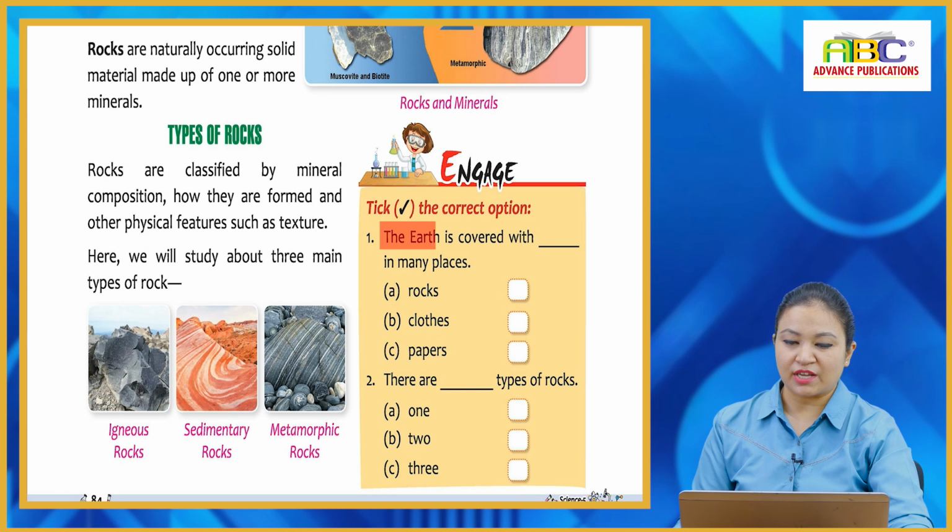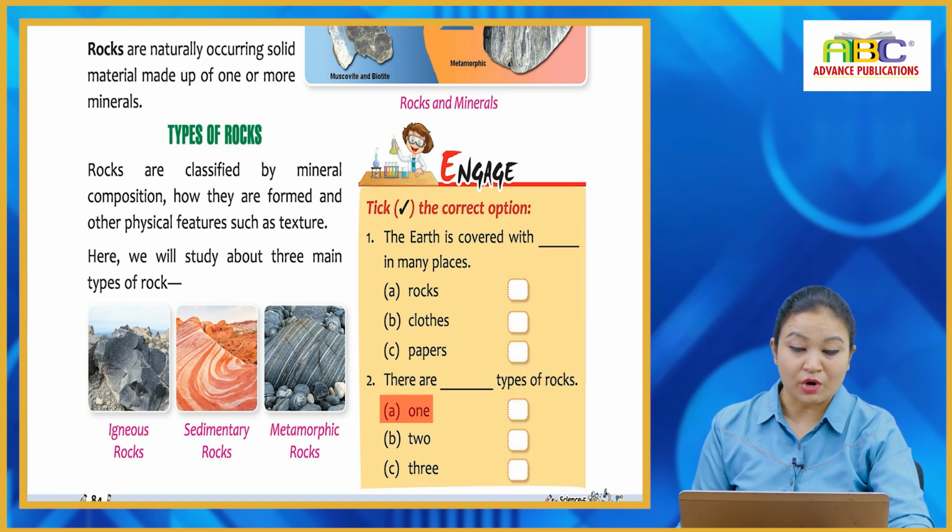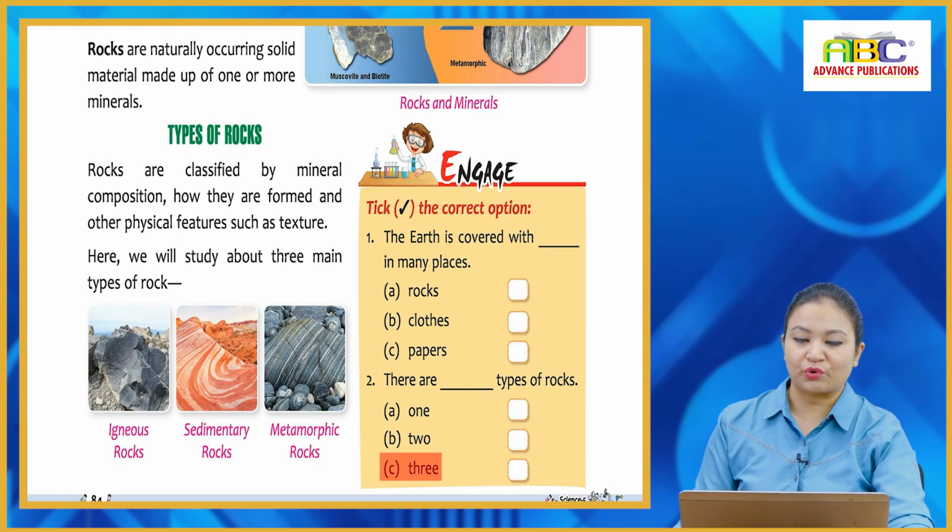Tick the correct option. The earth is covered with a dash in many places. Option A, rocks. Option B, clothes. Option C, papers. So the correct answer is rocks. You will write rocks here. There are dash types of rocks. Option A, 1, option B, 2, option C, 3. So can you guess it? How many types of rocks are there? There are 3 types of rocks.